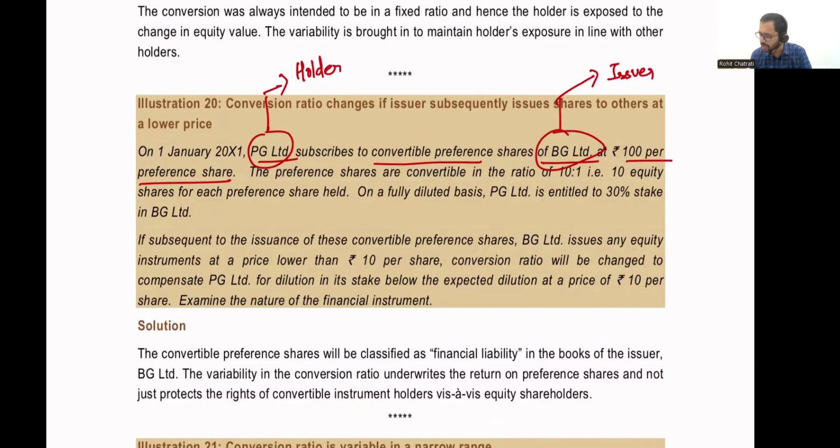The preference shares are convertible in the ratio of 10 is to 1, which is 10 equity shares for each preference share held. On a fully diluted basis, PG Limited is entitled to 30% stake in BG Limited. So what the question is basically stating is, if all the preference shares are converted into equity shares, PG Limited will be entitled to 30% stake in BG. After conversion, PG Limited is going to have 30% ownership in BG Limited.